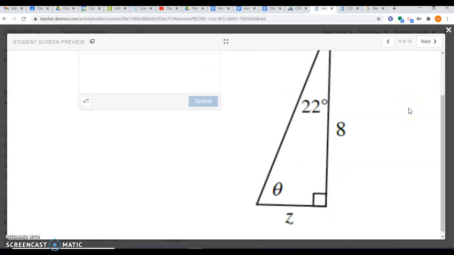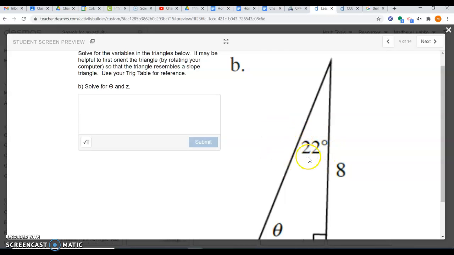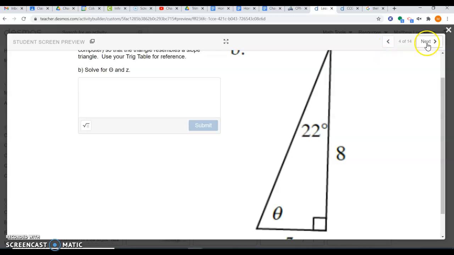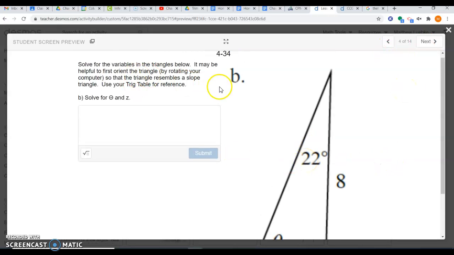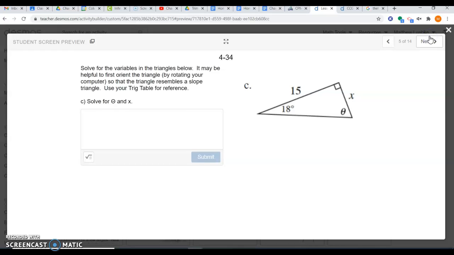Same kind of problem. You can find theta and you can find Z, and you can either use the 22 to find Z, or use the theta that you find. It's all just going to keep being slope ratios, and you can keep using your trig table as a reference. We should have 22 and whatever the theta is. Here's another one just like that one. You can find theta. You can use the 18 to find x, or you can use the theta to find x. This again can be on your trig table. We should have 18 and its complement.